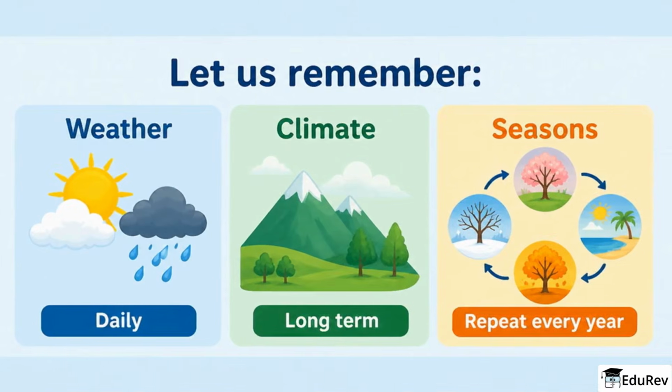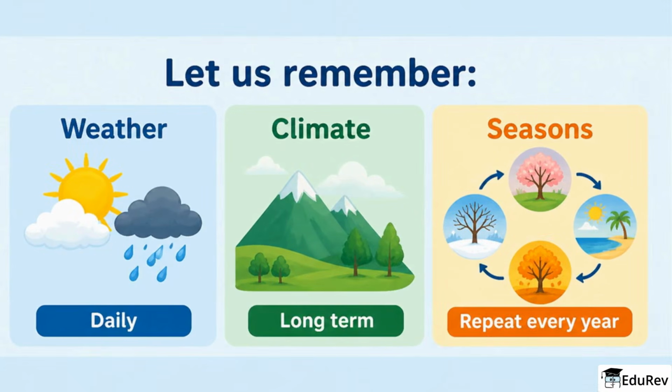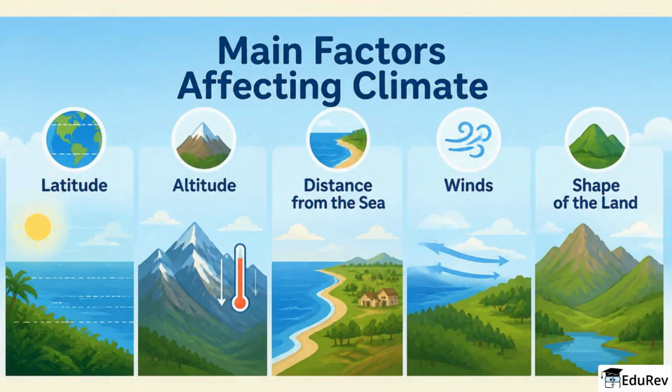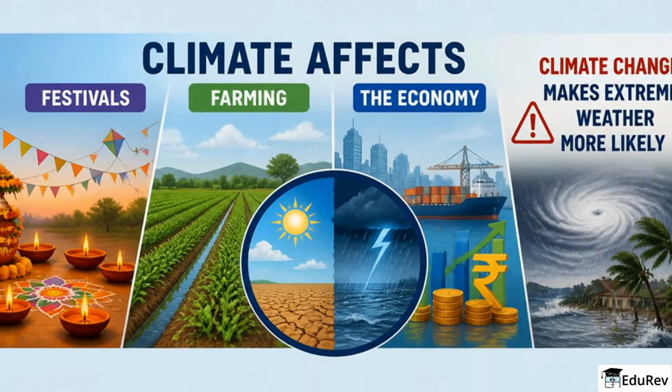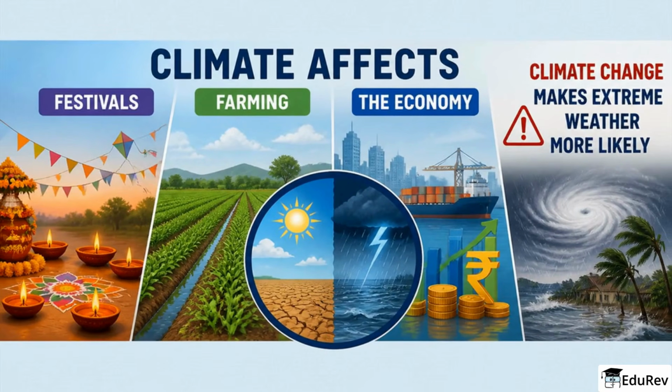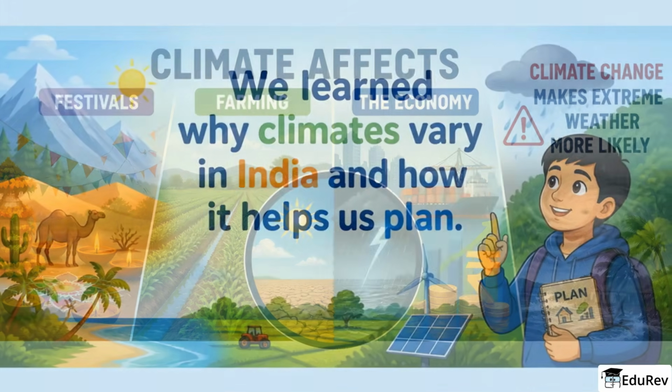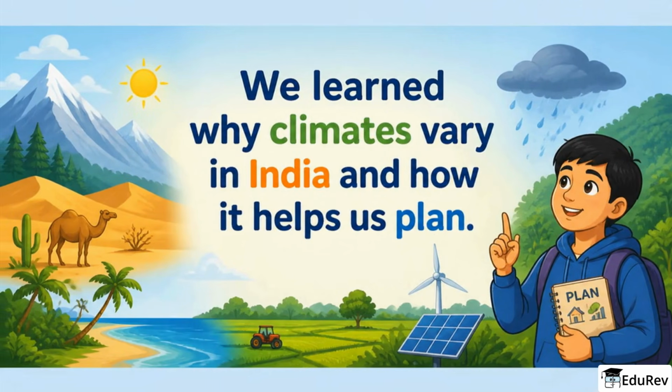Let us quickly remember the main points. Weather is daily, climate is long term, and seasons repeat each year. Remember the main factors: latitude, altitude, distance from the sea, winds, and the shape of the land. Keep in mind that climate affects festivals, farming, and the economy, and that climate change makes extreme weather more likely. So, today we learned why climates differ across India and why knowing this helps people prepare and plan.